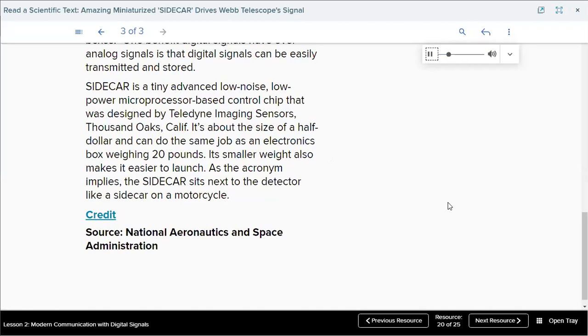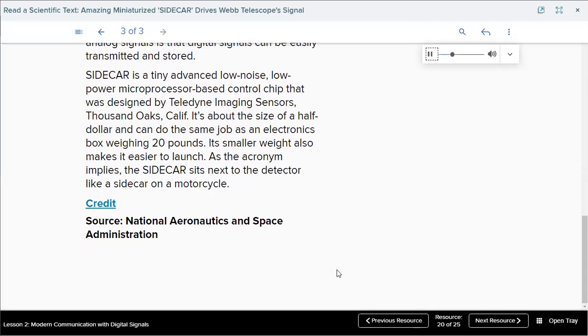Sidecar is a tiny advanced low-noise, low-power microprocessor-based control chip that was designed by Teledyne Imaging Sensors, Thousand Oaks, California. It's about the size of a $50 and can do the same job as an electronics box weighing 20 pounds. Its smaller weight also makes it easier to launch. As the acronym implies, the sidecar sits next to the detector like a sidecar on a motorcycle. Credit source: National Aeronautics and Space Administration.